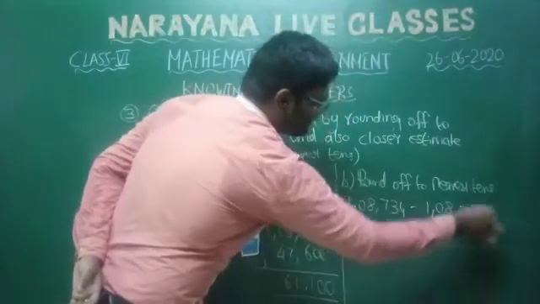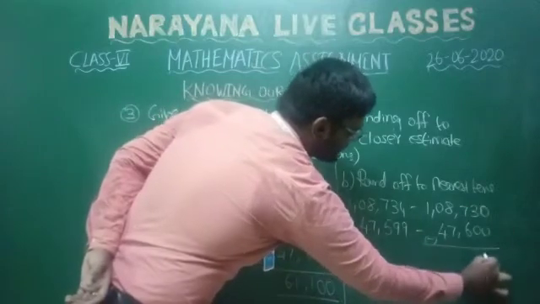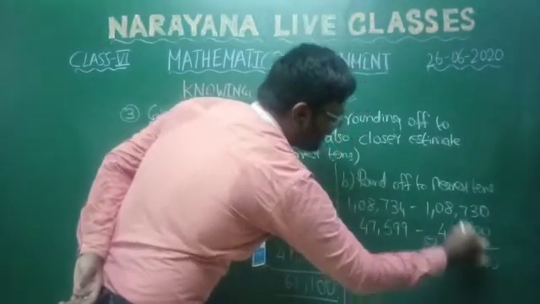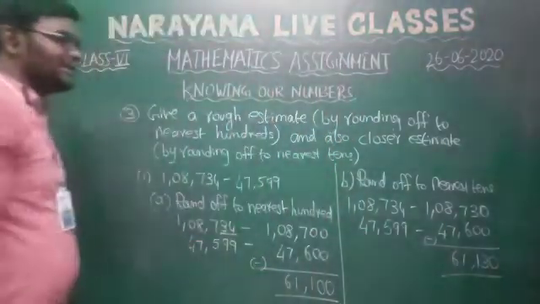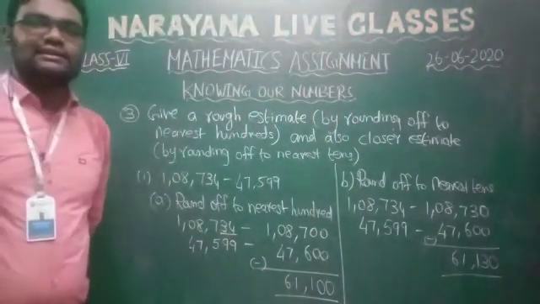Now we subtract. You get 0, 3, 1, 1, 6. So the answer is 61,130.